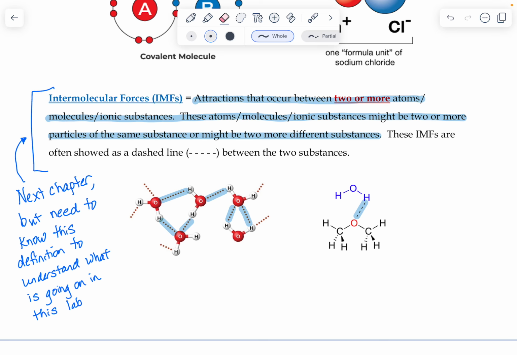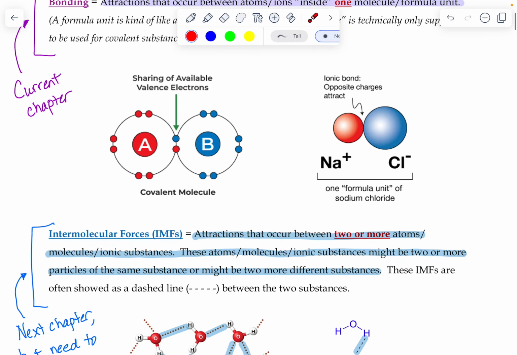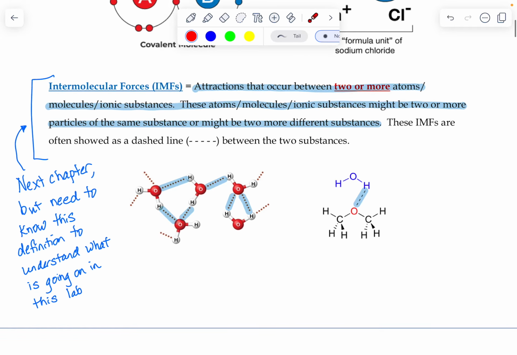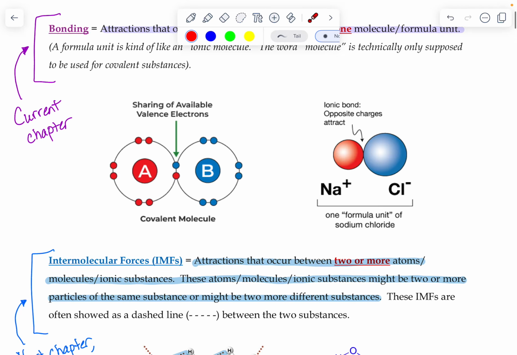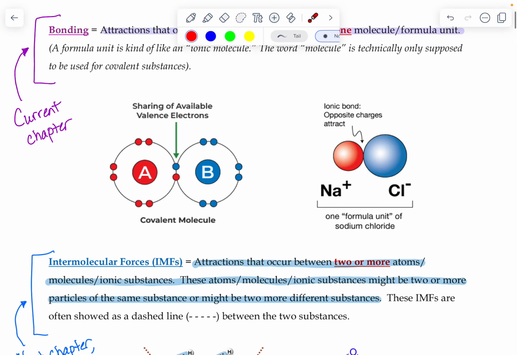Those particles could be the same thing, like you see here in the water molecules, where I've highlighted these blue dashed lines. Those are the attraction from one water molecule to a neighboring water molecule. Or the chemicals could be different. Here we've got a water molecule with a different chemical, and there are attractions between those different chemicals as well. So basically, for intermolecular forces, you need at least two separate particles and you're looking at the attractions between them, whereas with bonding you're looking at one particle only.